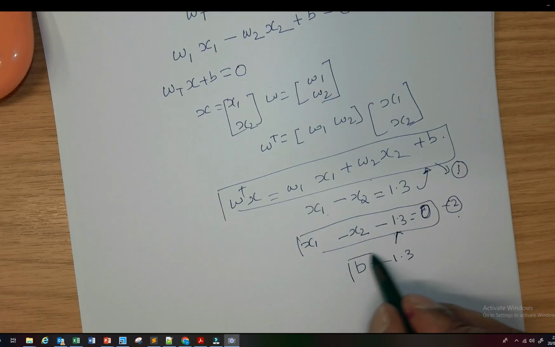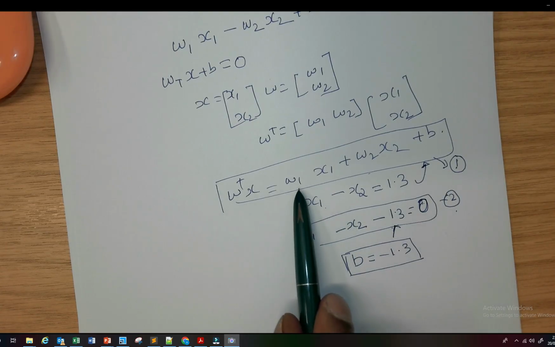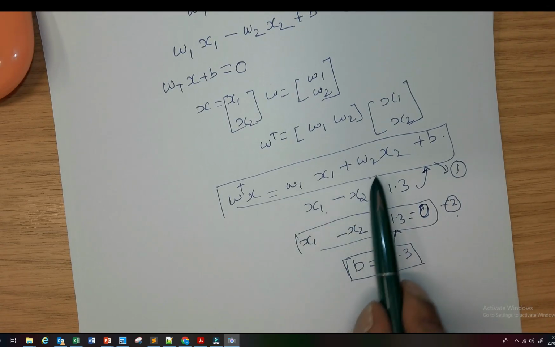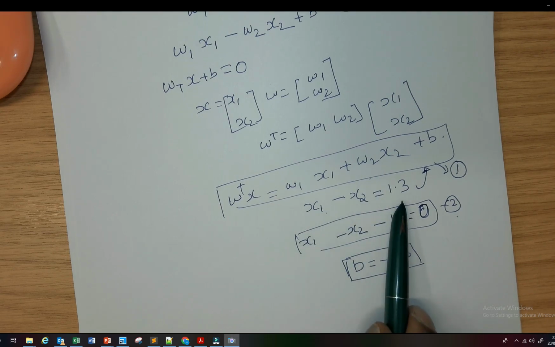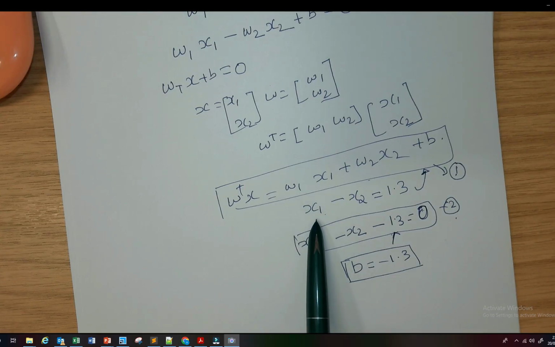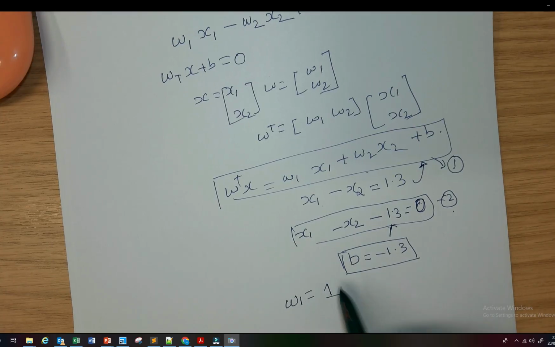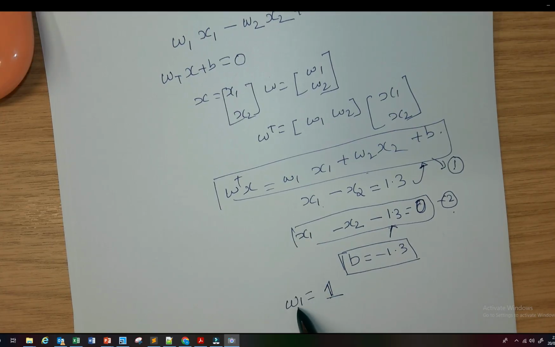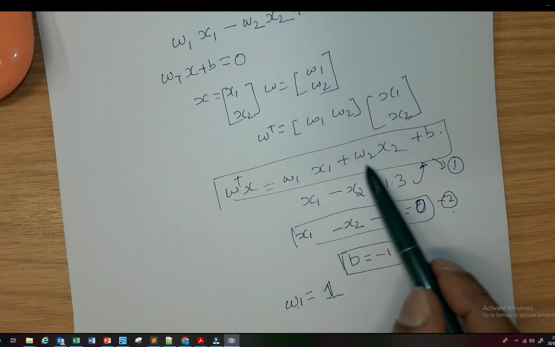Yeah, approximately 1.3. And so what should be the weight of w1 and what should be the weight of w2, so that this equation holds true? If you multiply x1 by 1, that will make x1, isn't it? So w1 should be 1. If the weight of w1 is equal to 1, then 1 multiplied by x1 will be x1, and then what value should we get for w2?